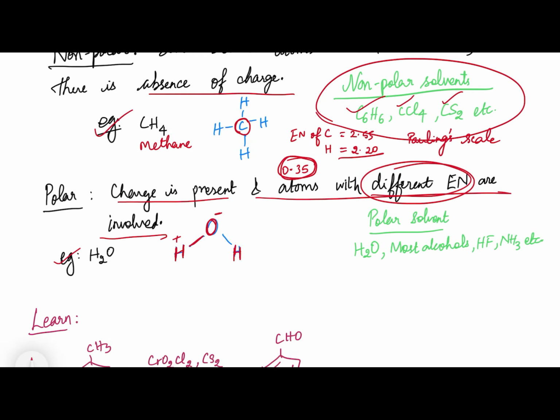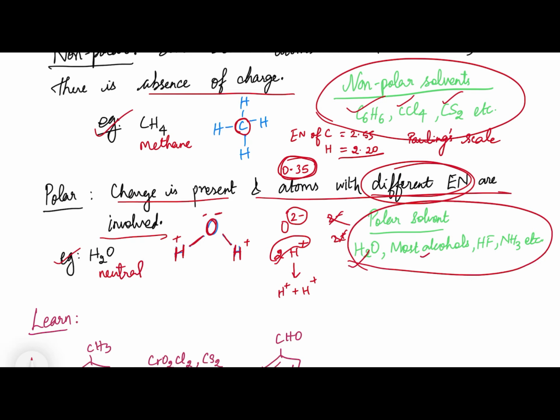Similarly, due to this hydrogen getting a positive charge, this oxygen will get another negative charge. So what is happening? The oxygen is having 2 negative charge and there are 2 hydrogens having 1 positive charge each. Okay, so basically, H plus H plus. If you see, the charge is balanced. We have 2 minus and we have 2 plus. The charge is balanced. So water is neutral. The examples of polar solvents, if you see, water, most of the alcohols, hydrogen fluoride, ammonia, etc.